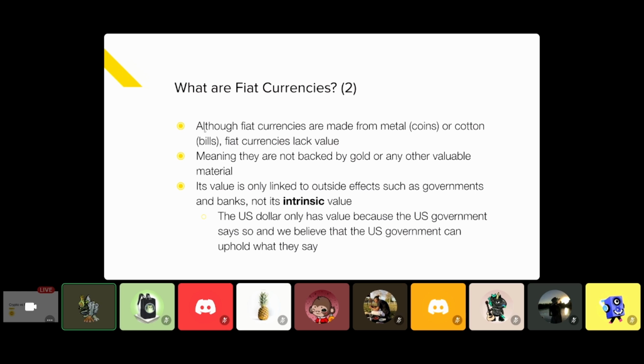Another thing about fiat currencies: they are made from metal coins, but fiat currencies themselves do not hold any value because they're just based off the country's economy and inflation. They're not actually based off any type of real world value. For example, the US dollar performs so well only because the US is one of the best economies in the world, compared to an economy like Venezuela, where their money is still made of the same materials, but because their economy is not succeeding, they have hyperinflation, meaning their money is not worth much.